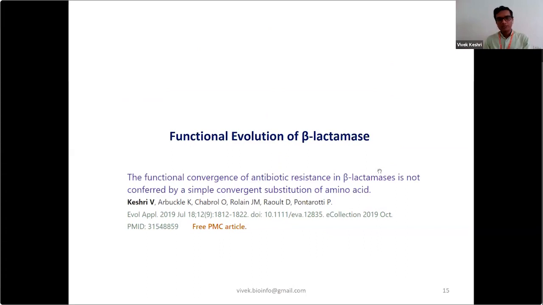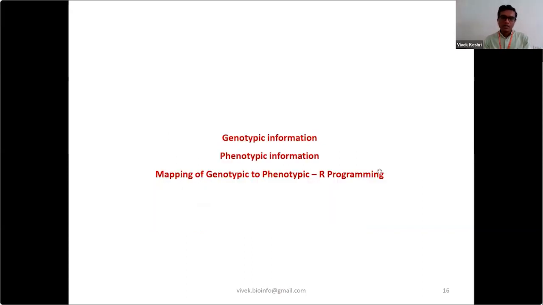Now I'm going to share some slides related to beta-lactamase function, how beta-lactamase function evolved. In one paper published in Evolutionary Applications, I tried to map the genotypic information with the phenotypic data. Genotypic means, based on the amino acid sequences of the beta-lactamases, I created the phylogenetic tree. And phenotypic information means I downloaded more than 1,000 original beta-lactamase articles, and I extracted the MIC-related information from the publications. And I mapped all the MIC information onto the phylogenetic tree, the genotypic and phenotypic mapping, through R programming.